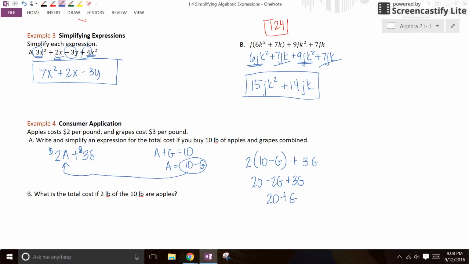All right, what about this one where it says you bought 2 pounds of the 10 pounds as apples? Well, if I know that $2 times 2 pounds for apples plus $3 times what would then be 8 pounds for grapes, I can tell you how much it costs. So 4 for the apple portion, and 24 for the grape portion. That gives us $28 that we have to pay for our apples and grapes.